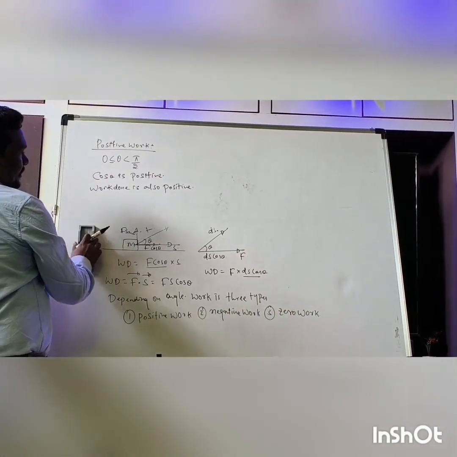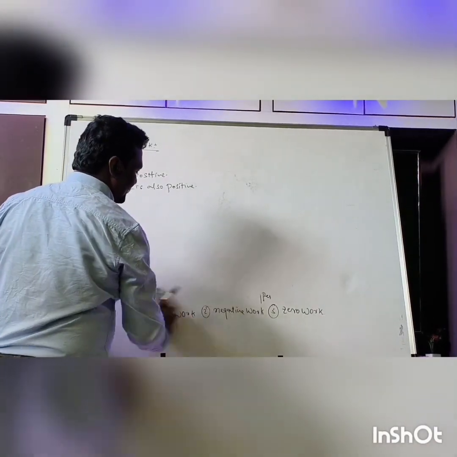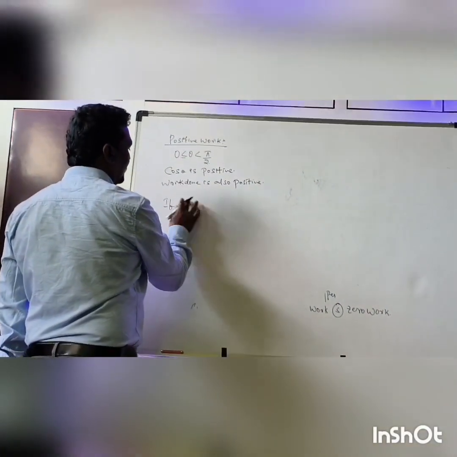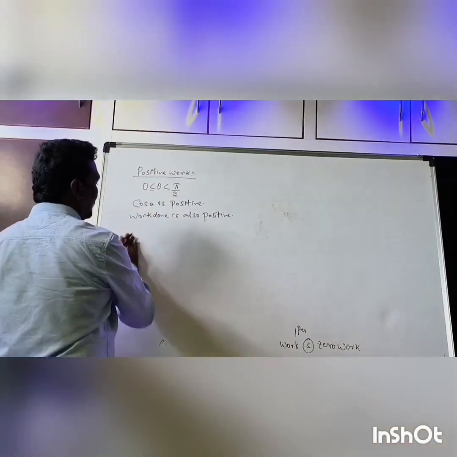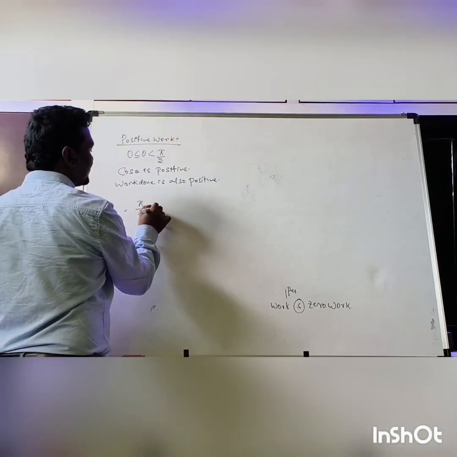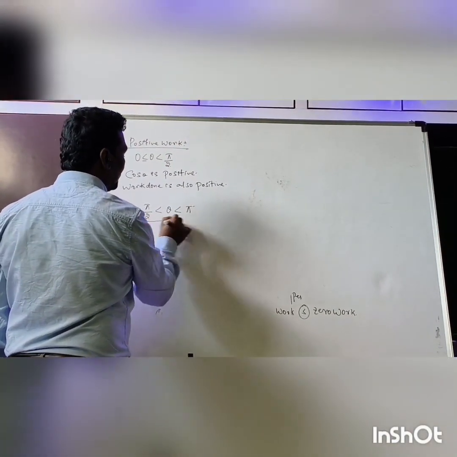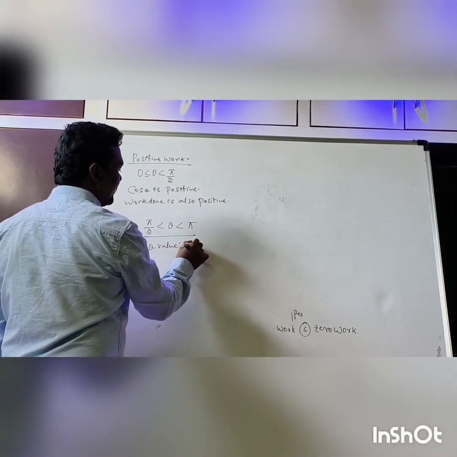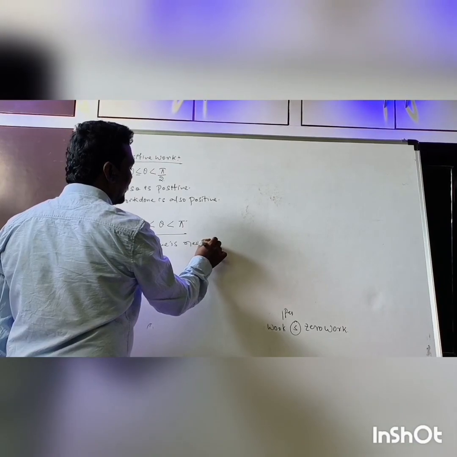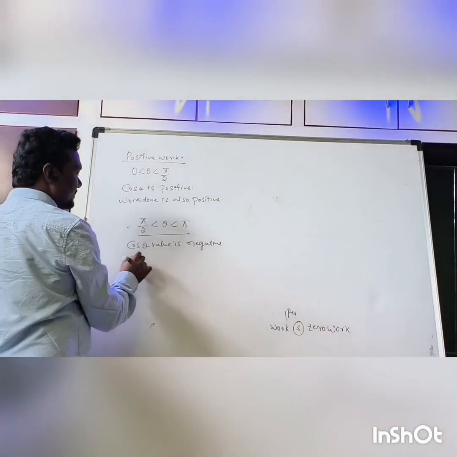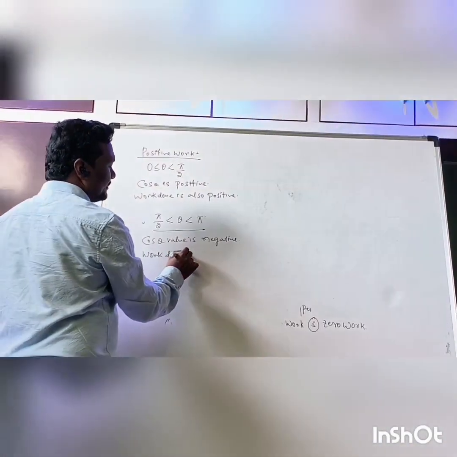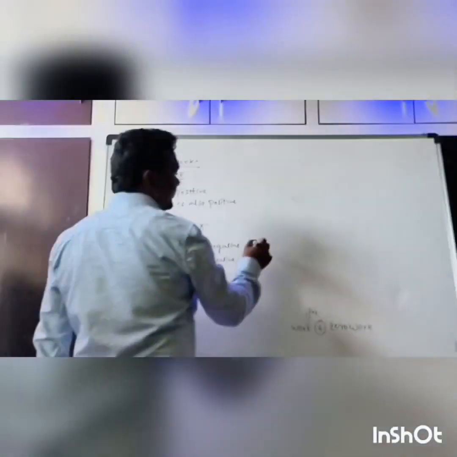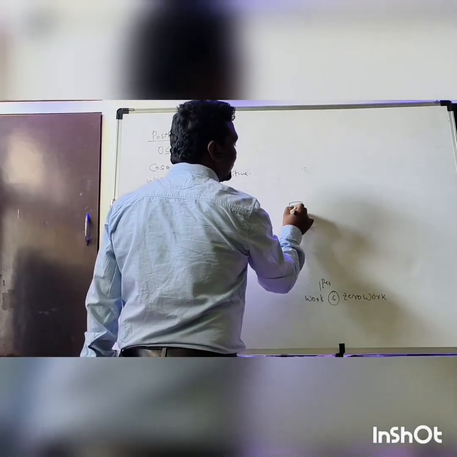Okay. Now suppose pi by 2 is less than theta less than pi, then the cos theta value is negative, and then work done is negative.